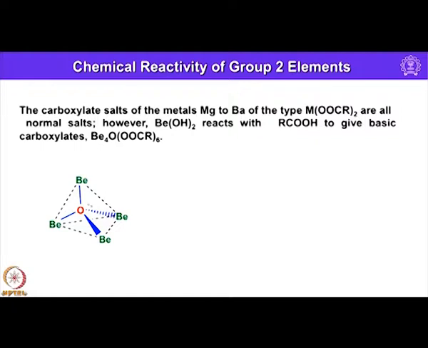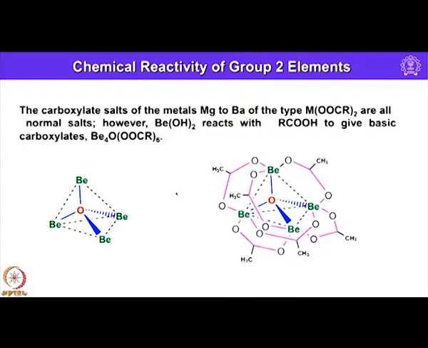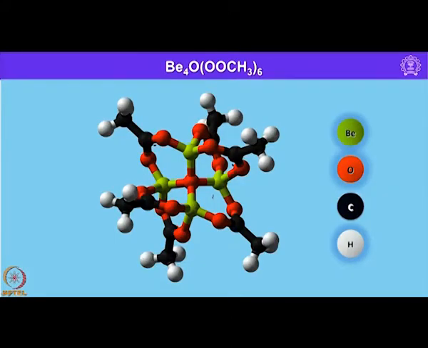These 4 beryllium atoms are at 4 corners of a tetrahedron. In the middle we have an oxygen atom, making bonds with all 4 beryllium atoms. Now, we have these acetate ions, which will be bridging 2 beryllium atoms in this fashion, so that we have a total of 6 acetate ions bridging 4 beryllium atoms, having the composition Be4O(acetate)6. Okay, this is how the structure looks.